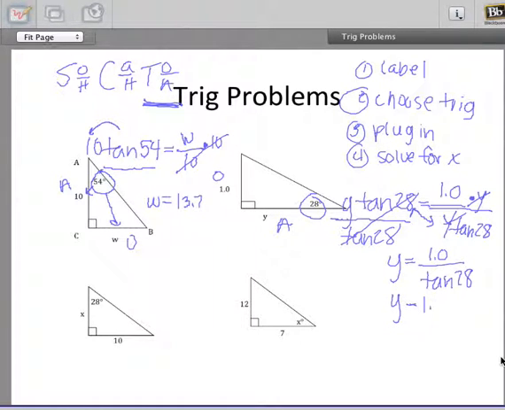And I got 1.88. Go ahead and check your calculator. Make sure you get that same thing as I am.